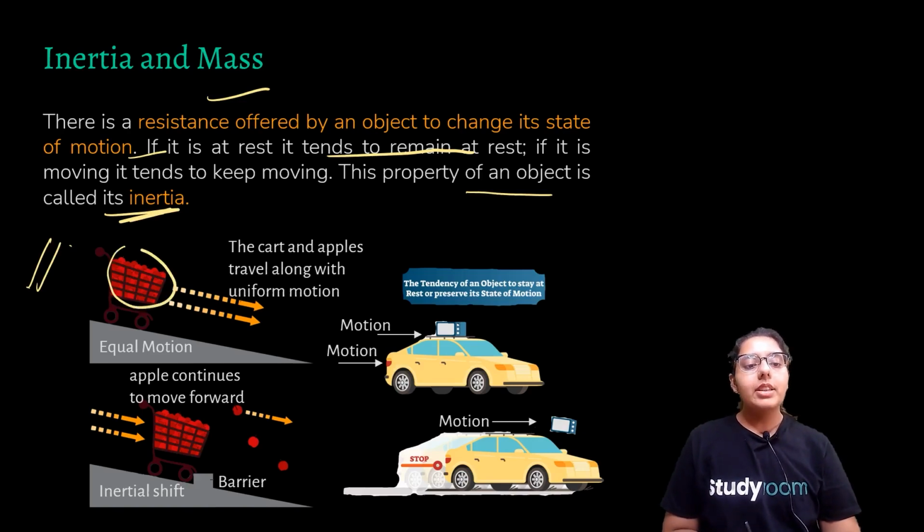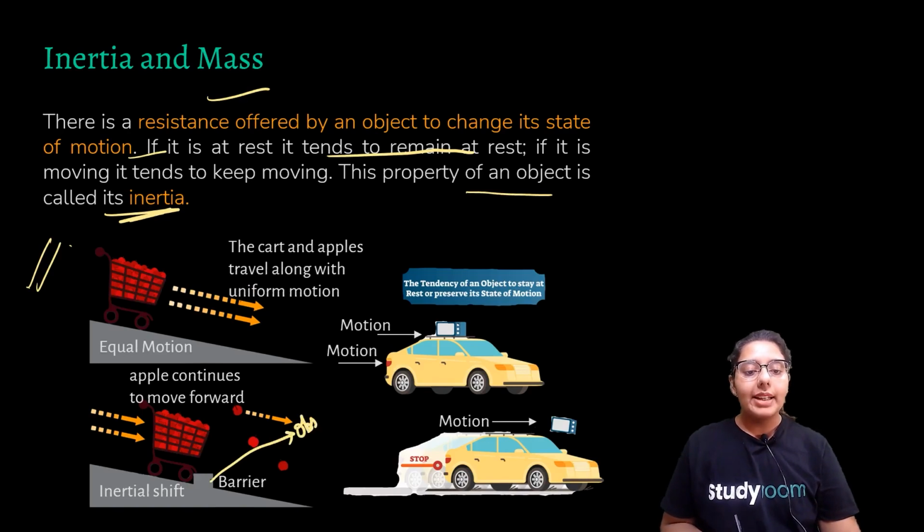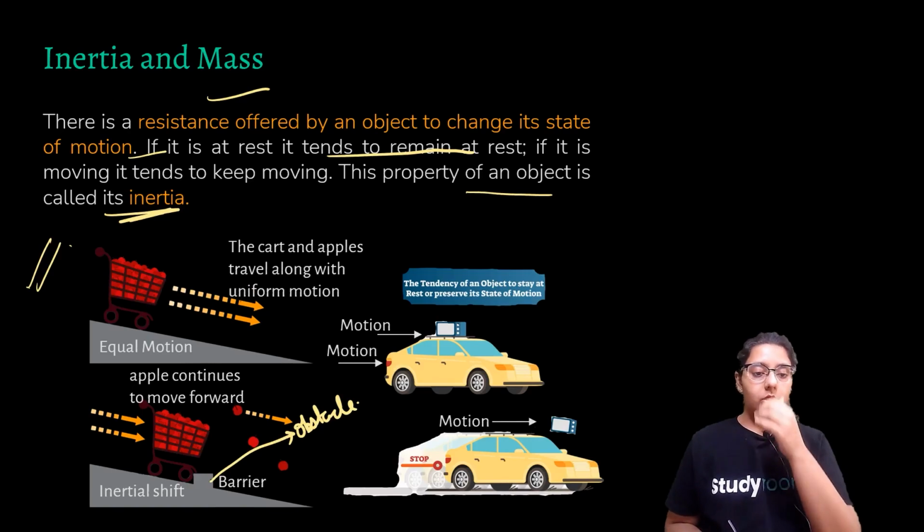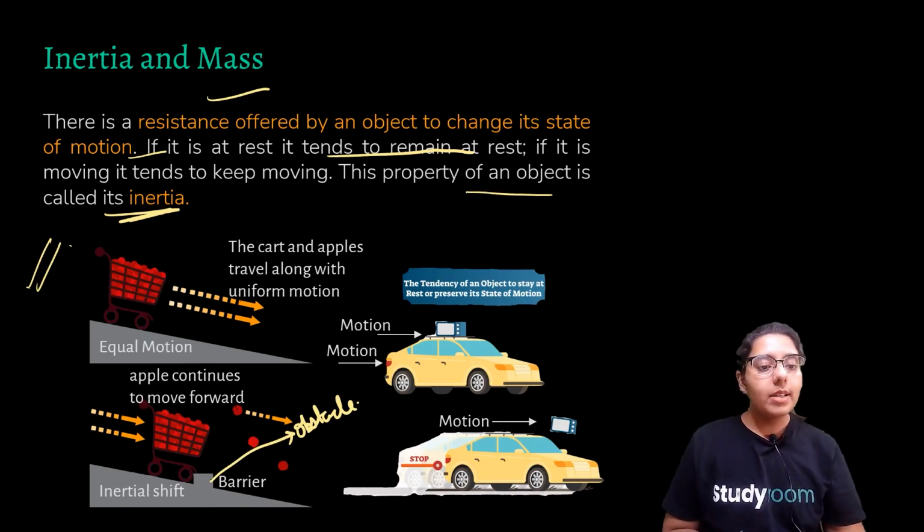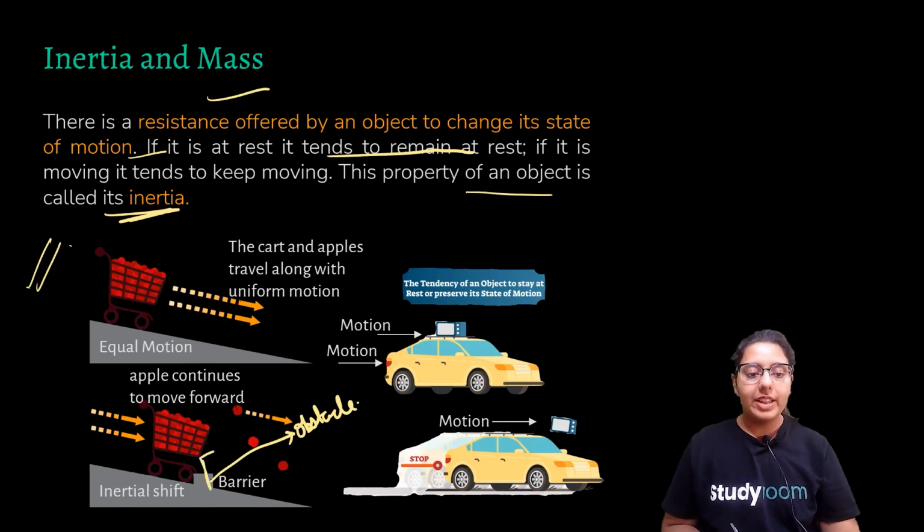For example, your cart is moving. The cart and apples travel along with uniform motion. Suddenly there is an obstacle, a barrier, which tries to stop the cart. So what will happen? Both the things are in motion. When the barrier comes in between, your cart stops.